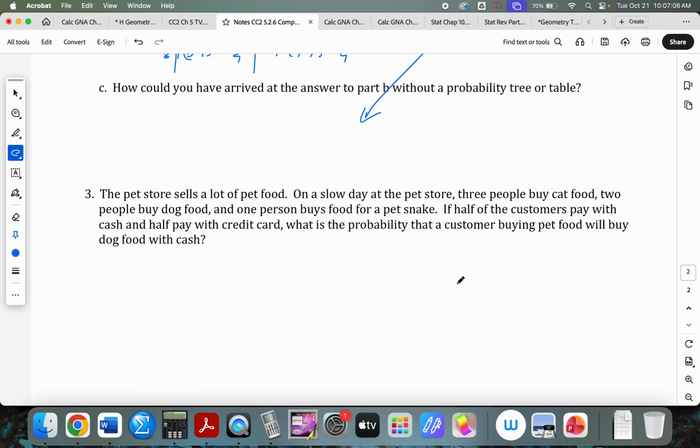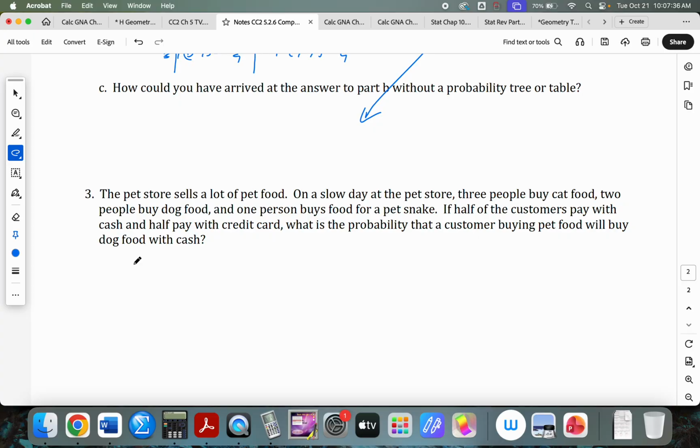All right, let's look at this last example. The pet store sells a lot of pet food. On a slow day at the pet store, 3 people buy cat food, 2 people buy dog food, and 1 person buys food for a snake. If half the customers pay with cash and the other half pay with a credit card, what's the probability that a customer buying pet food will buy dog food with cash?